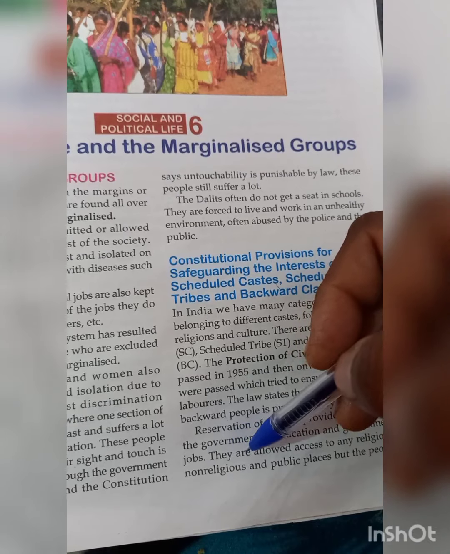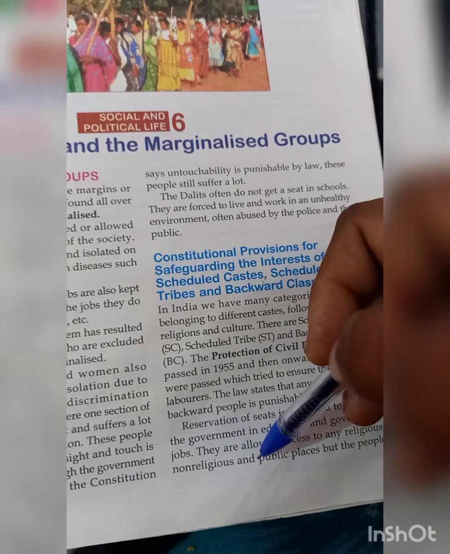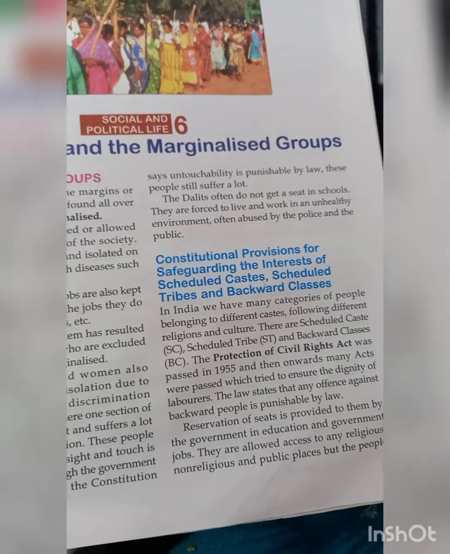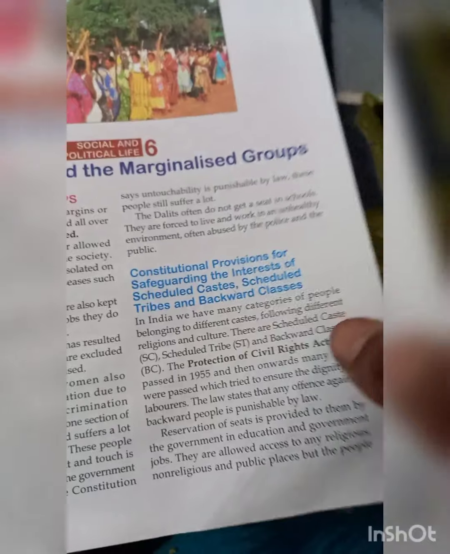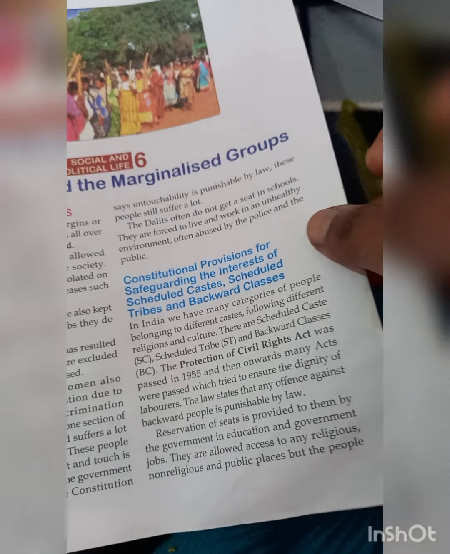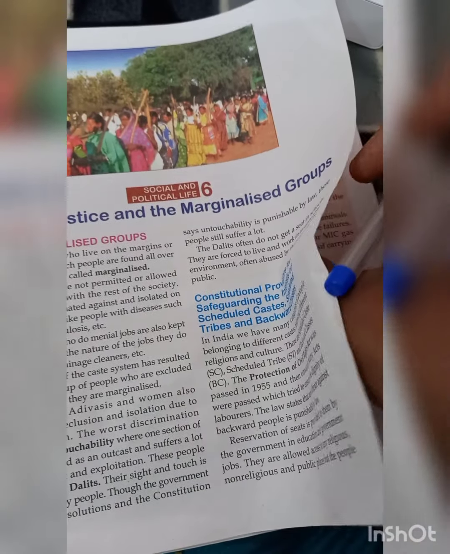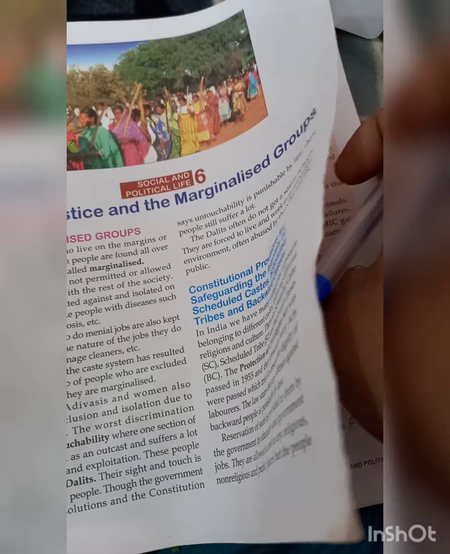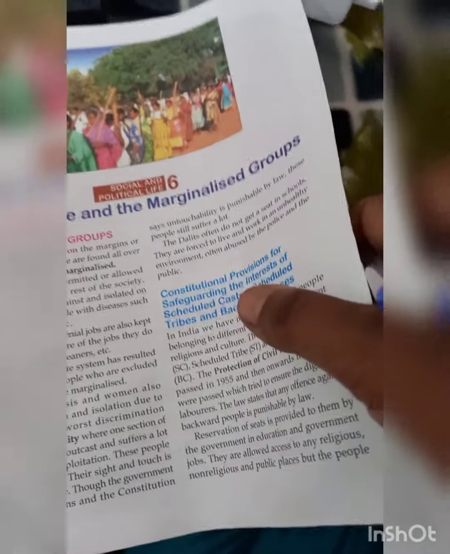And number 3, they are allowed to access any religious, non-religious and public places. And इसके अलावा उन्होंने right to equality, constitution and fundamental right हमको मिला has been given to it. So ये सब चीज़ें marginalized group को social life के साथ में जोड़ने के लिए गवर्नमेंट ने किया हुआ है.